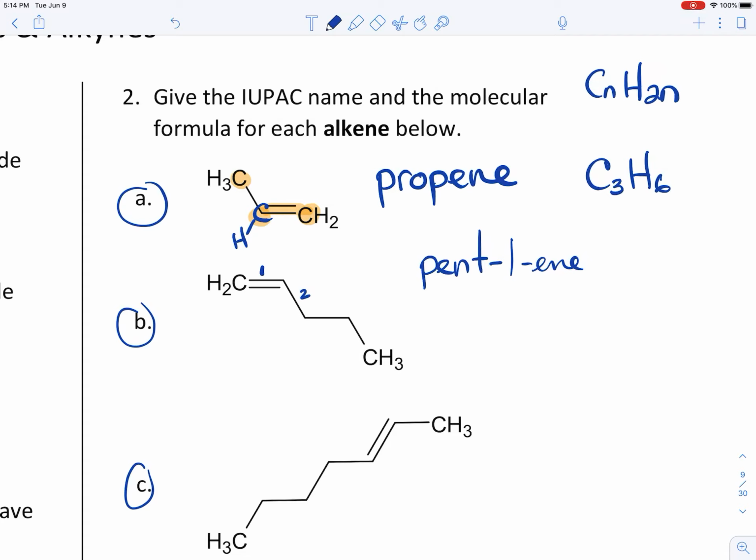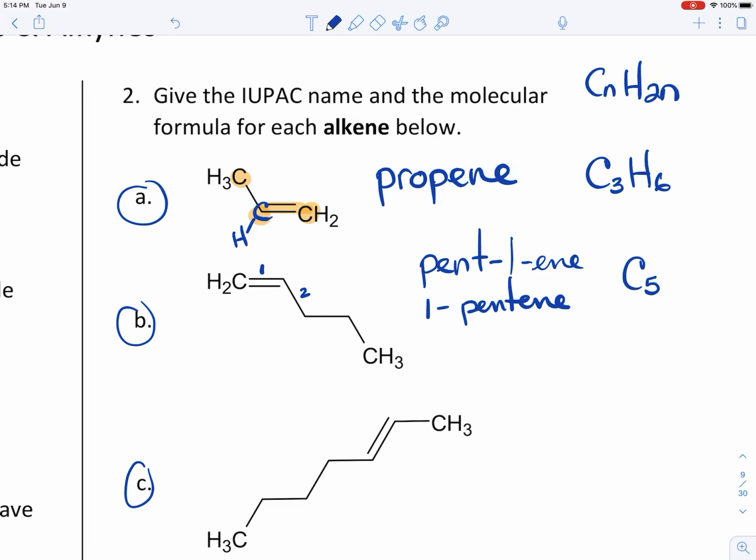If you're an American student, they do it a little bit differently. The American naming system takes the 1 and puts it in front and calls it 1-pentene. But the correct IUPAC way of doing this was to say pent-1-ene. That's the one I'd prefer my students use. The chemical formula with 5 carbons, we follow the general formula CnH2n, so it'll be C5H10.